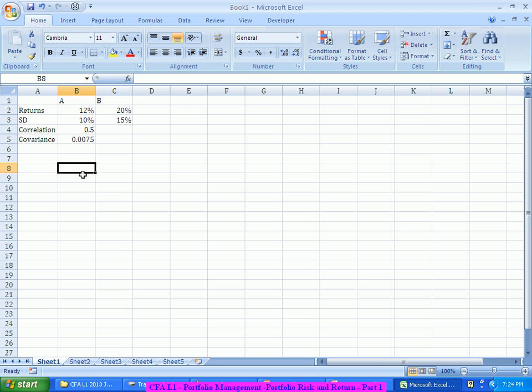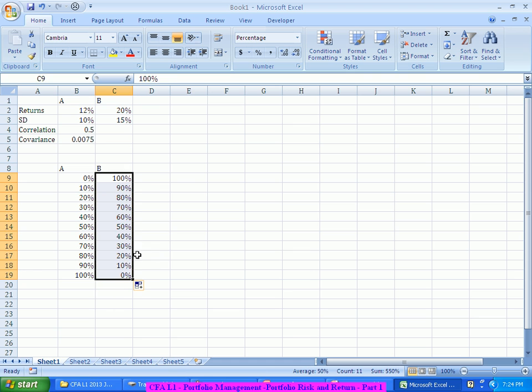So A, B. Let's say I can do 100% investment in B. I'll put 0% in A, 100% in B. Or I'll do 10% in A, 90% in B. Like this I can do. So I'll take some scenarios. I can put any of these percentages here. Right? So probably 60% in A, 40% in B.